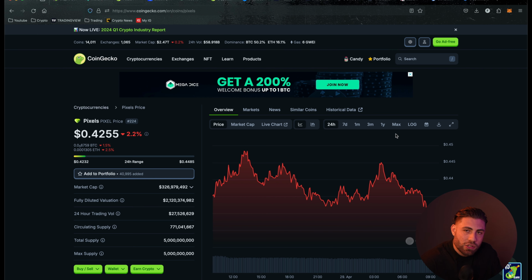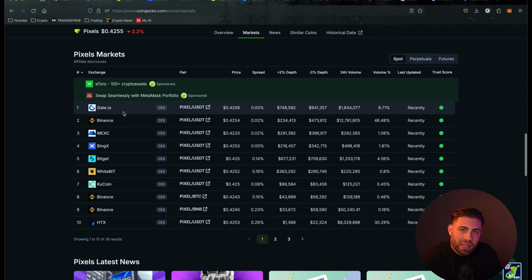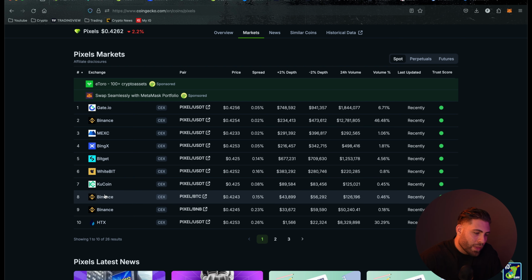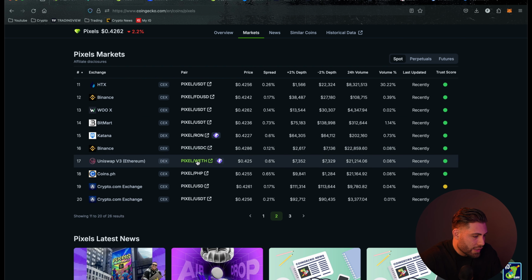Now, the first thing you do is you come to CoinGecko or CoinMarketCap, and once you go in here and you type in Pixel, come up here to the markets. Here it shows you where you can actually buy Pixel. So Pixel USDT is available on Gate.io, Binance, MEXC, BingX, Bitget, Bitvavo, KuCoin, and it actually tells you if it's a centralized exchange, which is a CEX, and if it's a decentralized exchange, that's a DEX. As I can see, it's mostly only available on centralized exchanges.